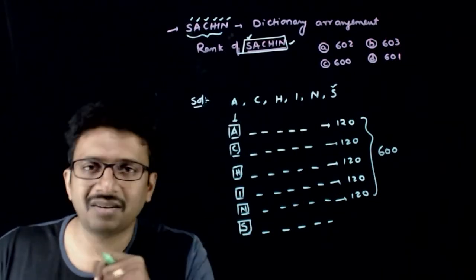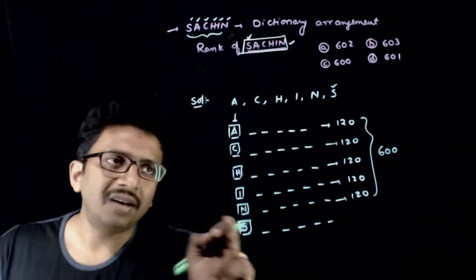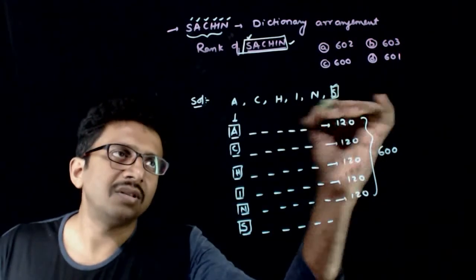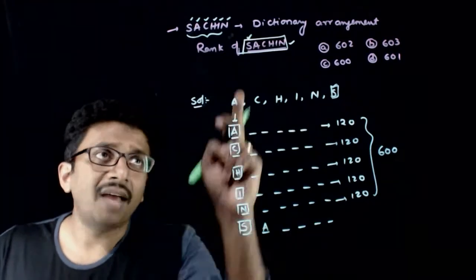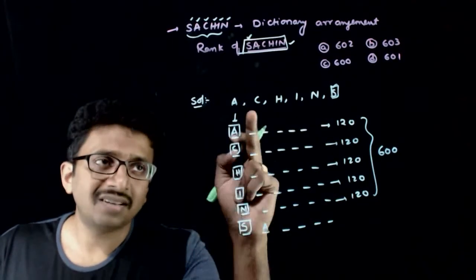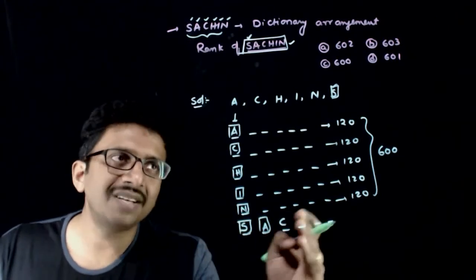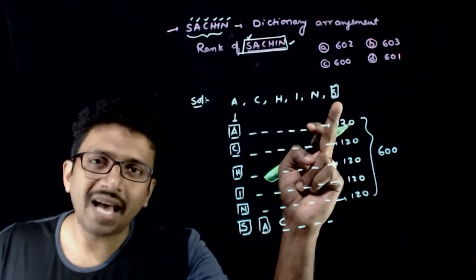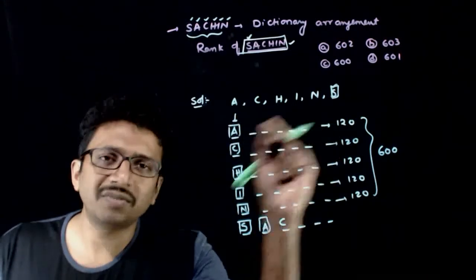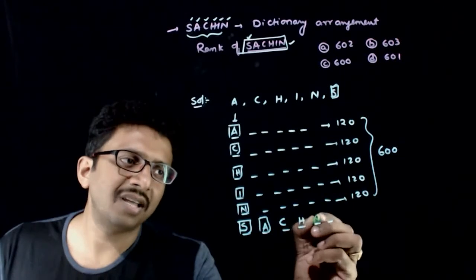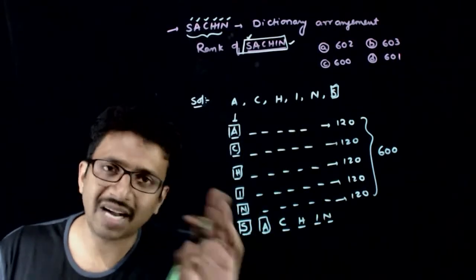So what is the first word starting with S? Once the word is starting with S, alphabetically the next letter will be A. And I want SA. Next, after A, you get C. So what is the first word that you get in alphabetical order once it starts with S? S, and all the letters will come alphabetically: S, A, C, H, I, N, right? So that's the first word in alphabetical order starting with S.